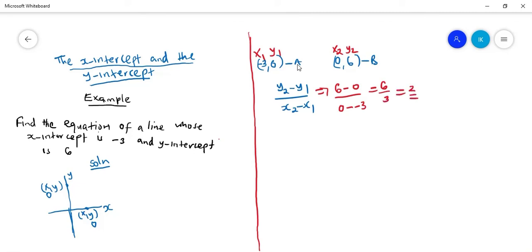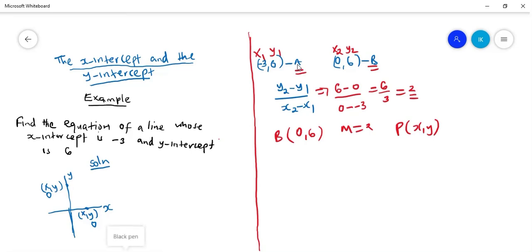Now once we get the slope, we choose any of the points, either A or B. Let's choose B with the coordinate (0, 6). The gradient, let's call it m, is 2, and then we choose another general point, let's say P with the coordinate (x, y). So we shall find the equation using these 3 items.